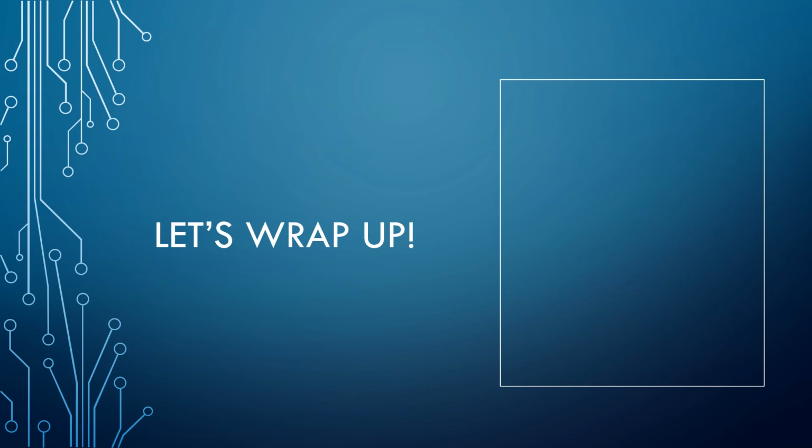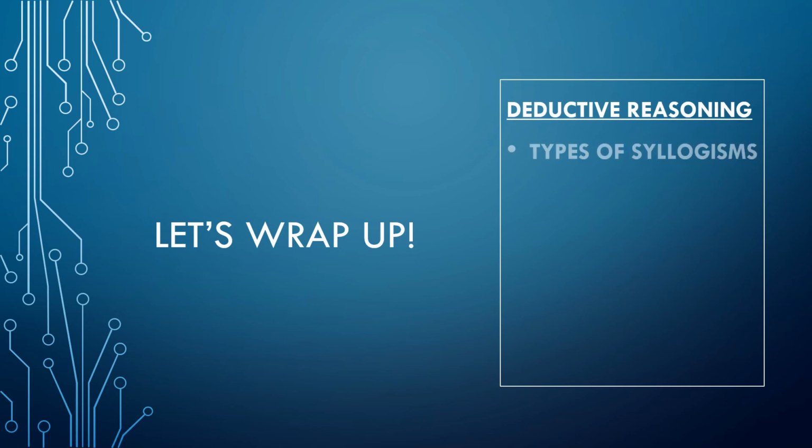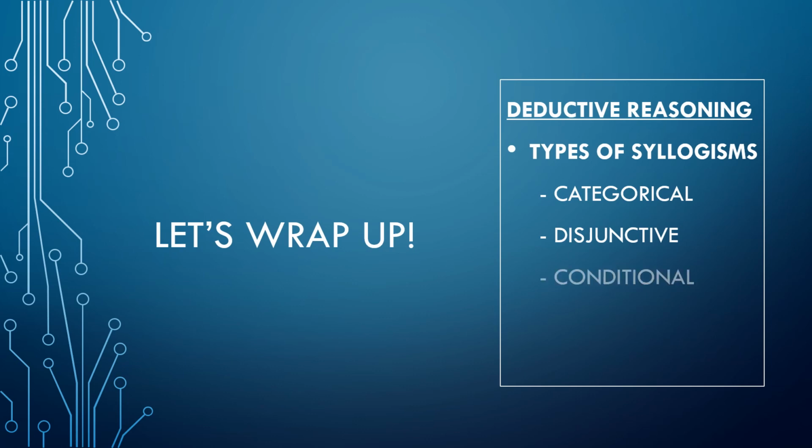Okay, so that's it for the different types of reasoning. Let's go ahead and wrap up. In this video, we discussed deductive reasoning and the different types of syllogisms, which were categorical, disjunctive, and conditional. We then discussed inductive reasoning and what it was, as well as how it differed from deductive reasoning.